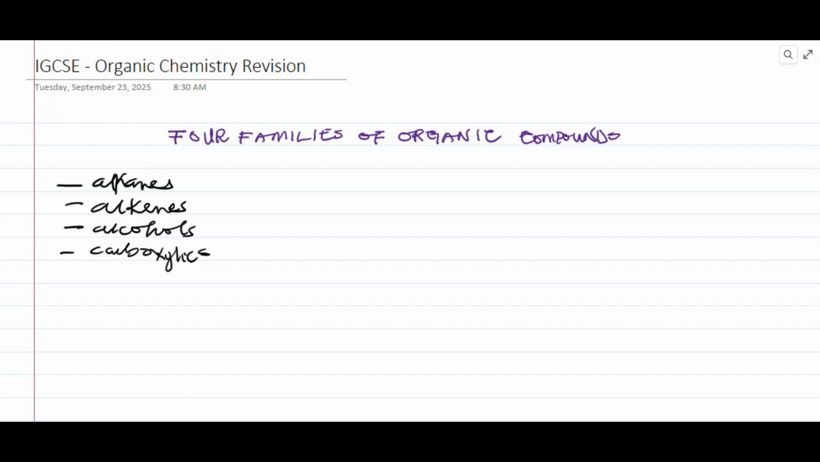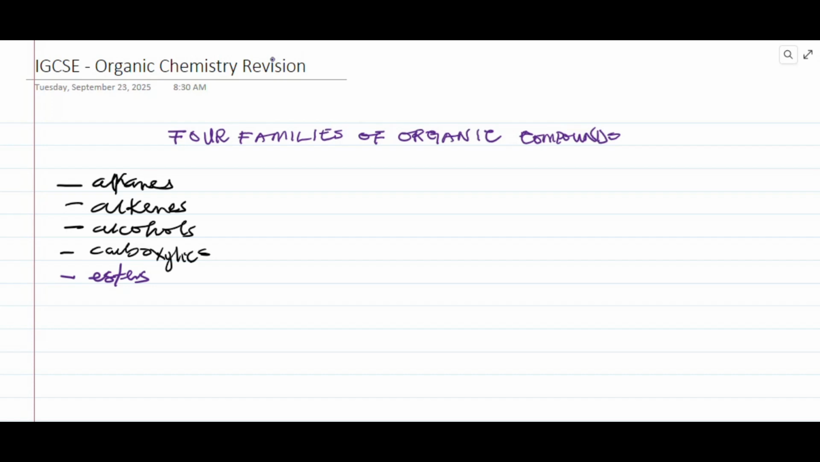But there's another one or two that are mentioned in the IGCSE curriculum, but they are not explicitly stated in the curriculum, which is the esters. So we're going to include this as part of those we are going to talk about.